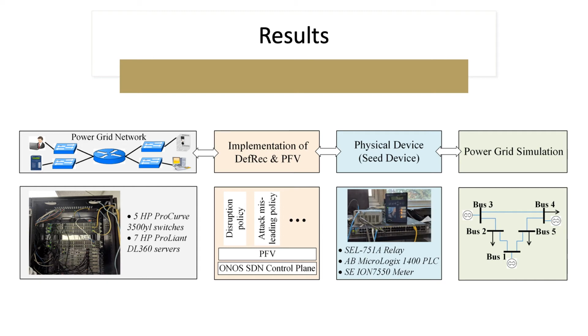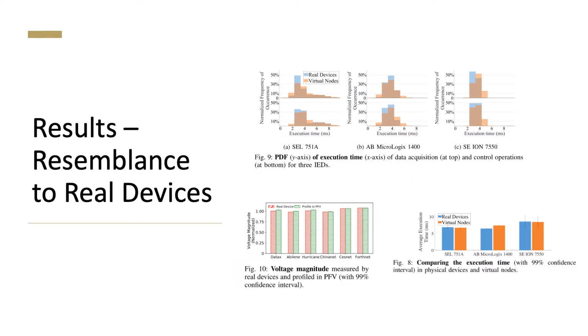So as you can see here, they have actually implemented this on some real physical systems. Like you can see here, they have certain switches, and they have that software-defined networking software, and also actual devices which you'll see in a real smart power grid, like relays, PLCs, meters, and they have actually implemented a valid network topology right there. And the result, first, is how closely these virtual nodes resemble real devices.